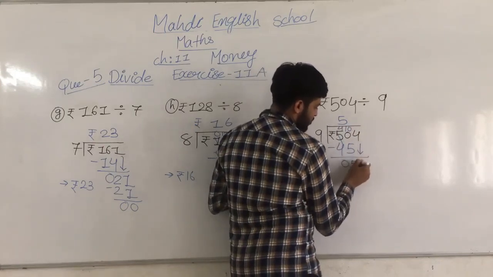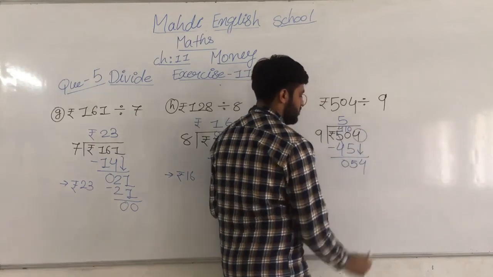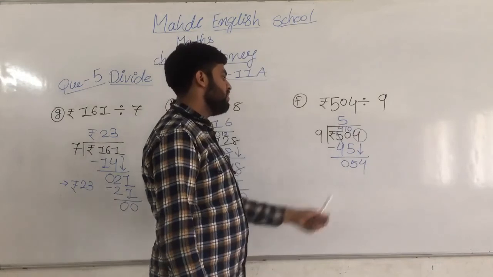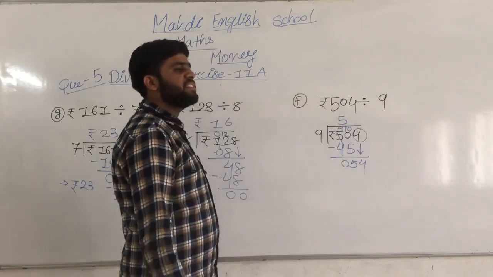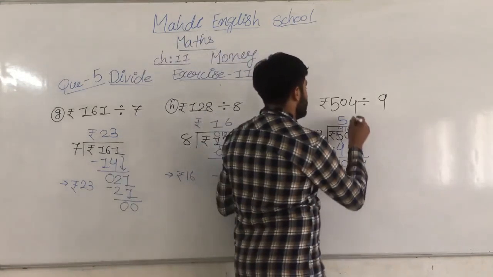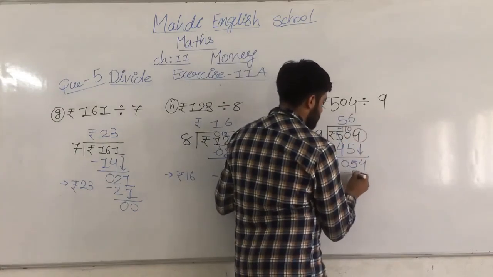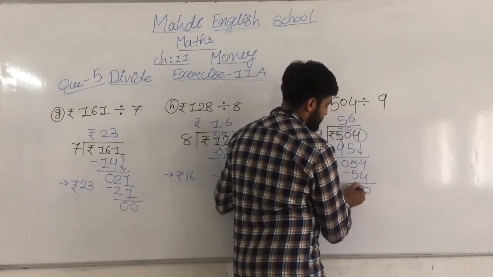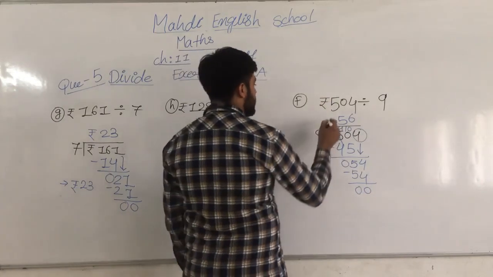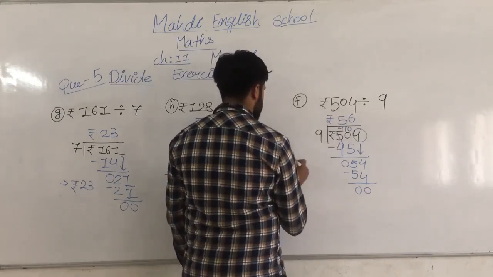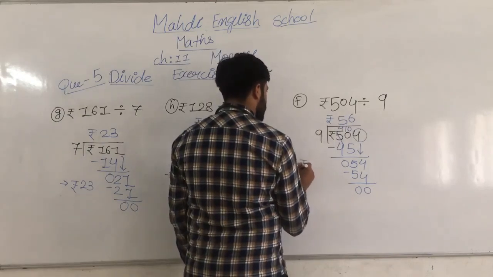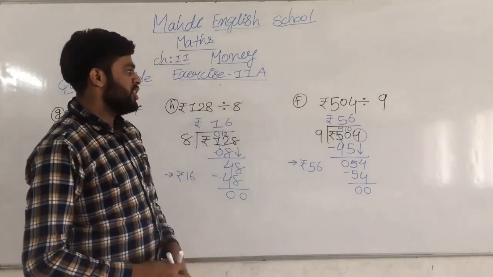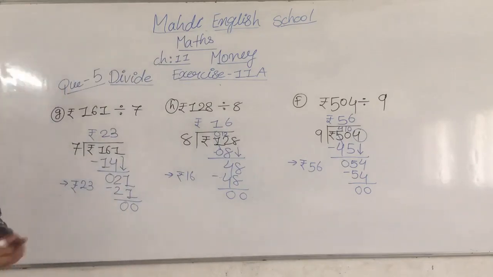Then after that we bring down 4 here. Okay, then what we have to do? We will bring down 4 here. In table number 9, 54 will come or not? Obviously it comes. 9 6s are 54. Okay, so 4 minus 4 is equal to 0, 5 minus 5 is equal to 0. So the answer is what? 56 rupees. So 504 divided by 9 is equal to 56. Understood? You have to write all things in your book, all my dear students.